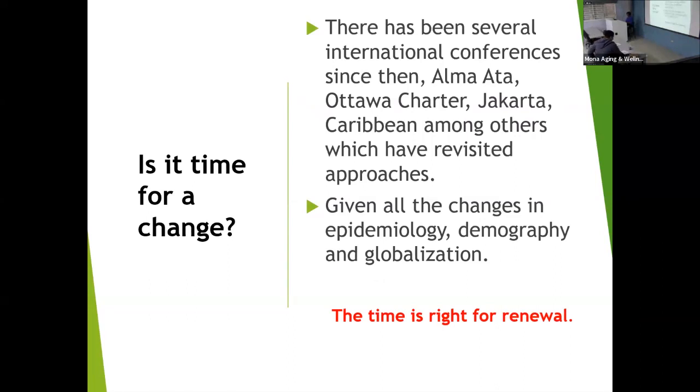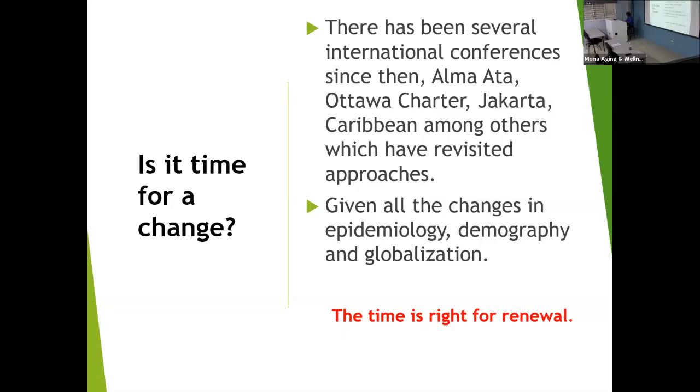So, do we need to make a change at this time? There have been several international conferences since then. We talk about the Alma Ata Declaration, the Ottawa Charter, the Jakarta Declaration. I would have delved a lot into these when we looked at different charters, when we were going through the Ottawa Charter and what transpired since its inception.